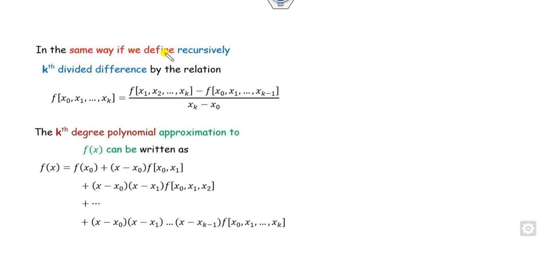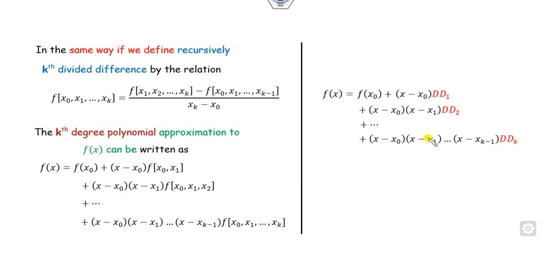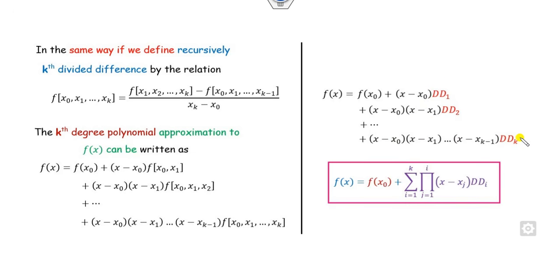So in general, for the kth, you will get x minus x0, x minus x1, and so on up to the kth. Or you can also write it this way: x minus x0 times the first divided difference, then the second divided difference, and so on. It's not an easy task to remember this formula, so I will tell you a simple way how you can remember it.